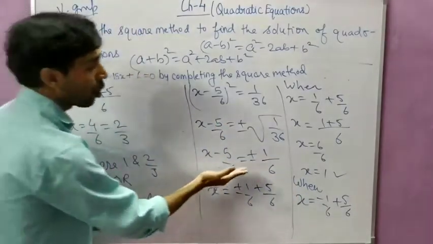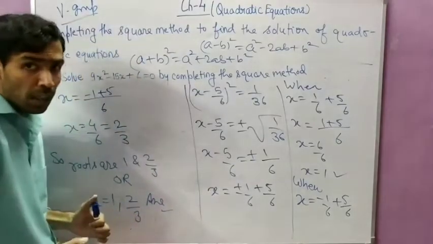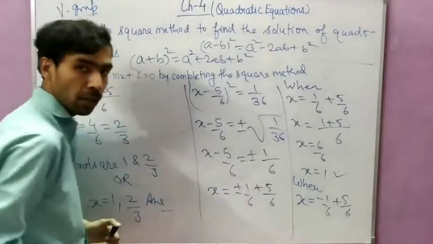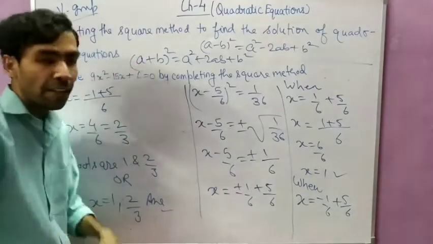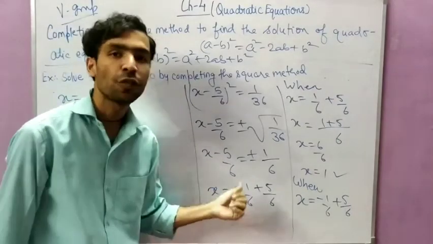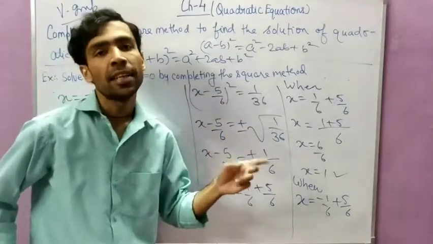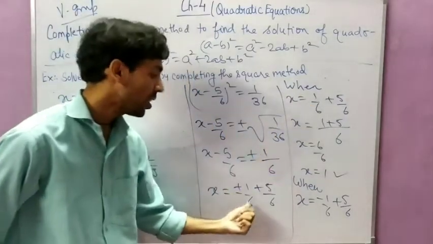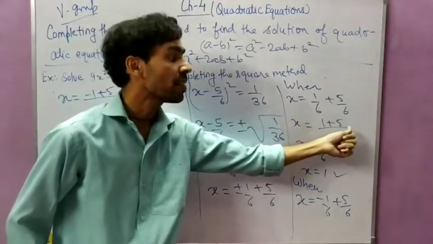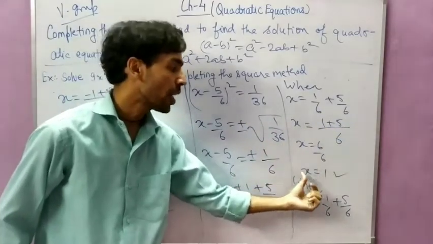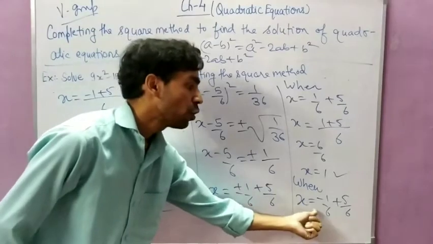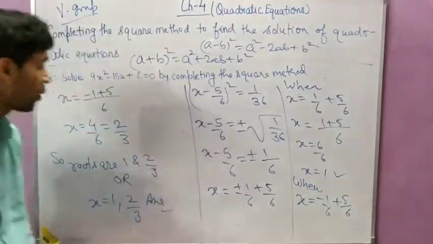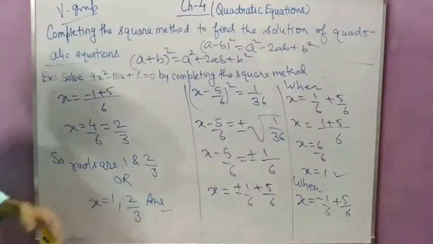After solving that we got this expression. So we have transferred this 5 by 6 to this side. After that, because here is plus and minus, we will take first plus and then minus. When I have taken plus 1 by 6, plus 1 by 6 plus 5 by 6, when I have solved them, I got x equal to 1. And when I have taken the negative sign, x equal to minus 1 by 6 plus 5 by 6, I got 2 by 3. So there is the solution.